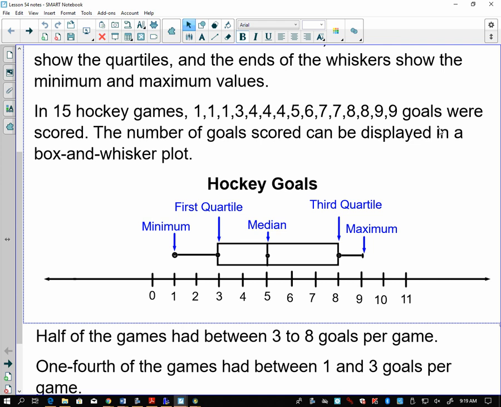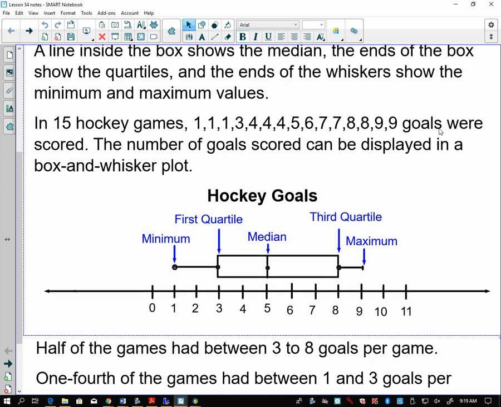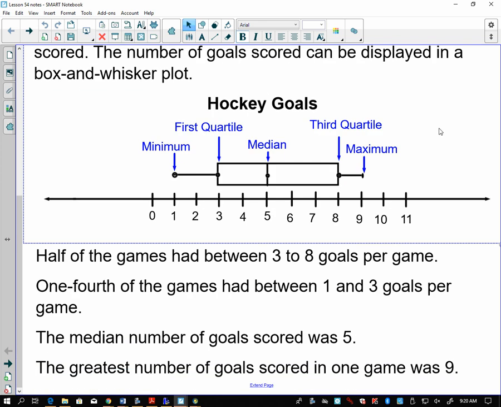Does this all make sense so far? Half the games had between 3 to 8 goals per game. 1/4 of the games had between 1 and 3 goals scored. That's how we're getting those quartiles. The median number of goals was 5. The greatest number of goals in one game was 9.